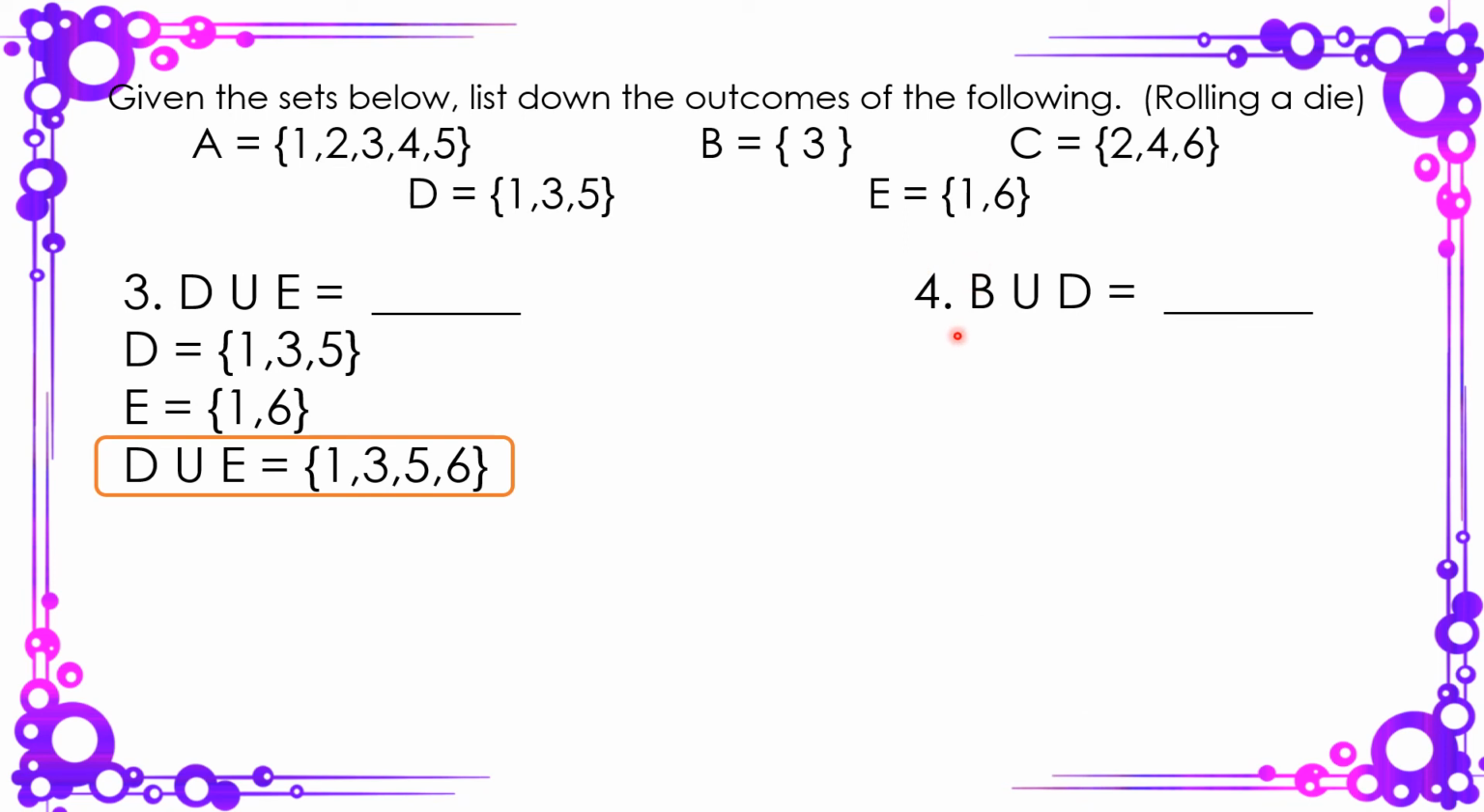Number 4. I want you to answer number 4, B union D. If you are done answering, you may continue watching this video to check if your answer is correct.